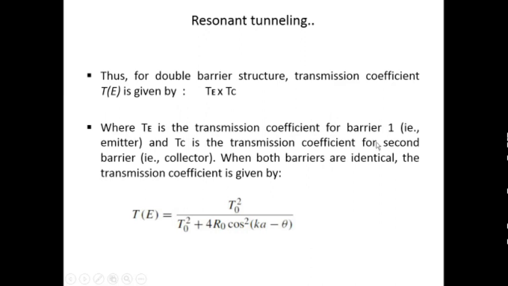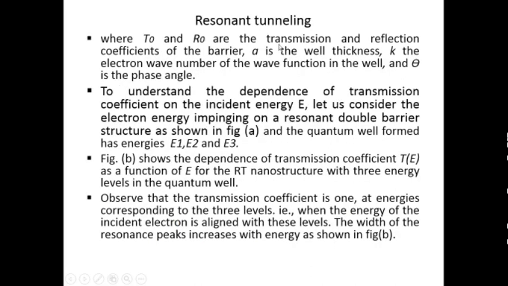Now, if the two potential barriers are identical in nature, then the transmission coefficient will be given by the equation T equal to T0 squared divided by T0 squared plus 4R0 cos squared (Ka minus theta), where T0 and R0 are the transmission and the reflection coefficients of the barrier, a is the well thickness, K is the electron wave number of the wave function, and theta is the phase angle.